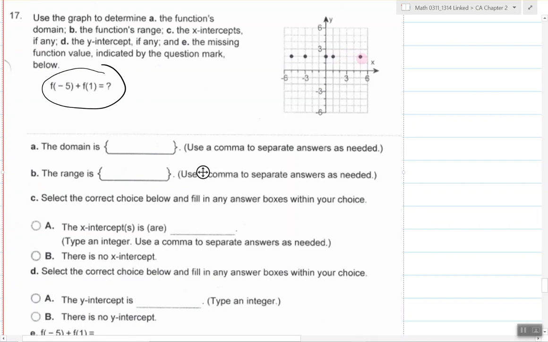So what I'm going to do for the domain is list those. It is -5, -3, 0, 1, and 5. It's a good thing it didn't ask for those in an interval because you could not do them in an interval. The range is the set of y values, so the y coordinates of all the points, and all of these have the same y value of 2.